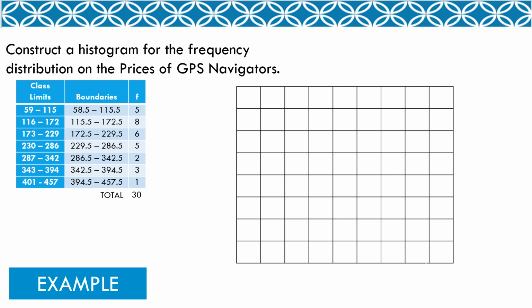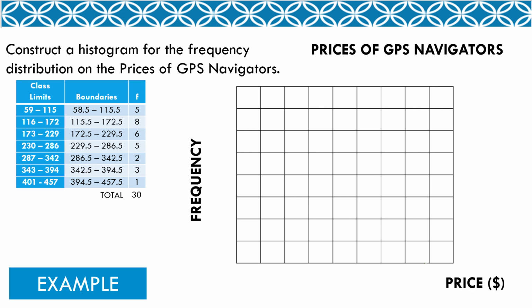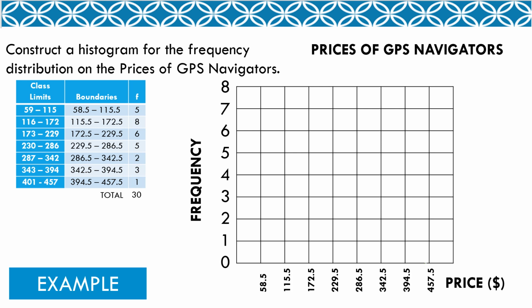Here is that same prices of GPS navigators information. We have our class limits and our boundaries and our frequencies. Our title will have frequencies on our y-axis, and the prices go on the horizontal axis, the x-axis. Our highest frequency is 8, so I did a scale. You have to start at 0 and go consistently up. And then our class boundaries go along the bottom with our lowest lower class boundary first, and then all of our upper class boundaries. The frequency for the first class is 5, so we'll draw a bar to 5.